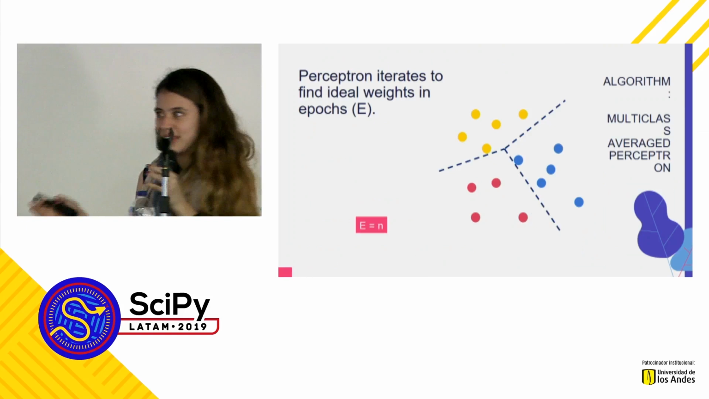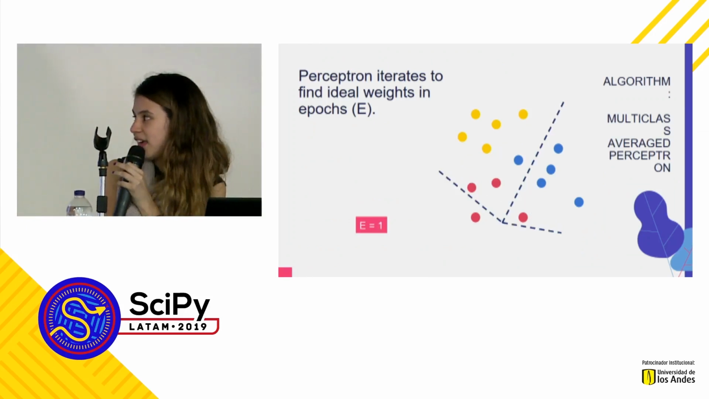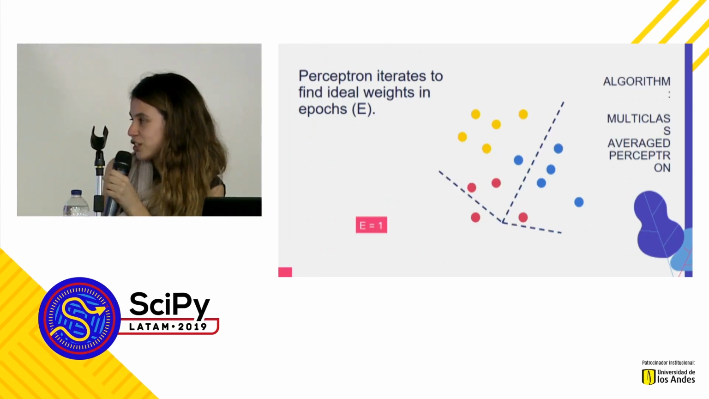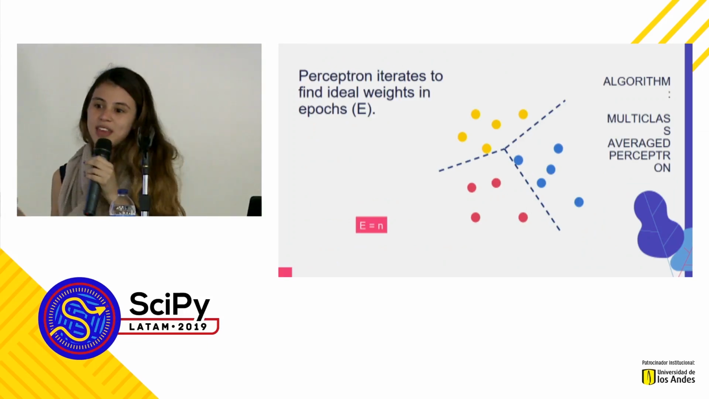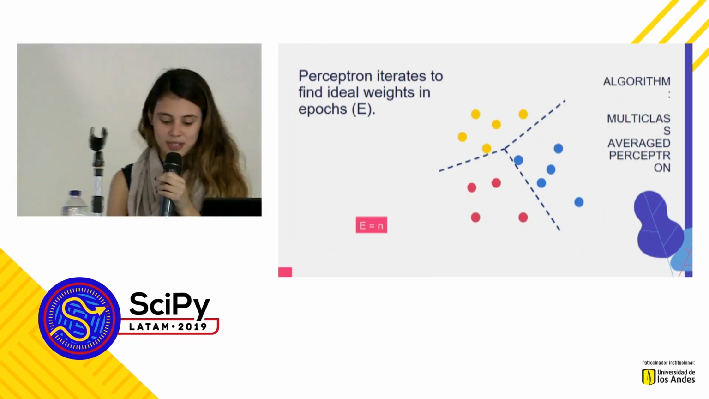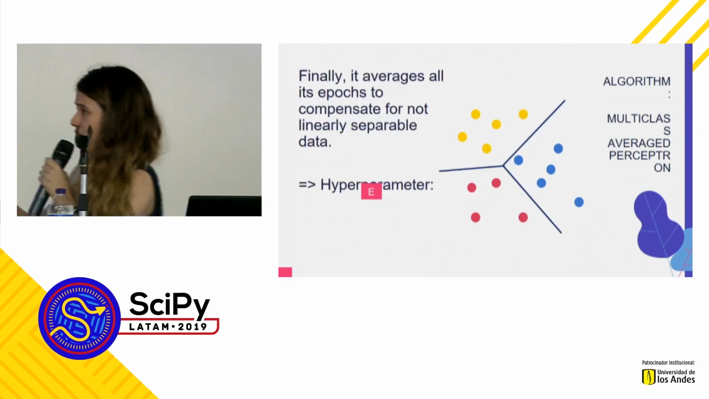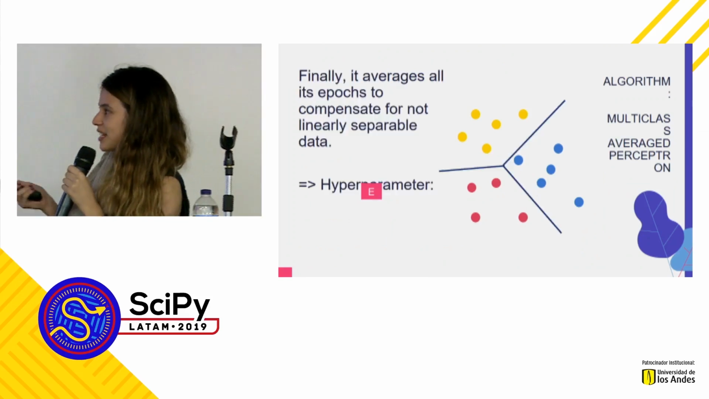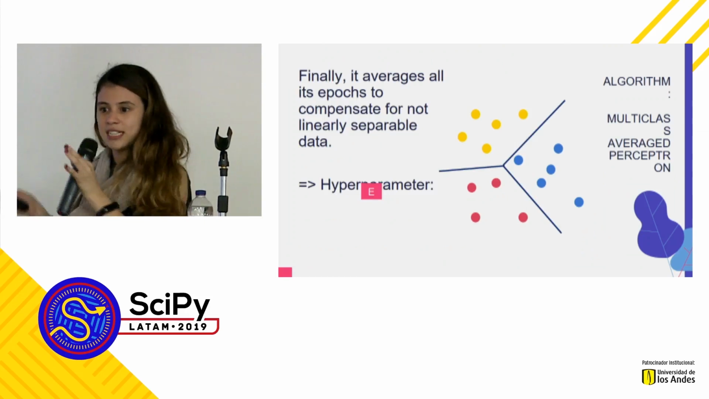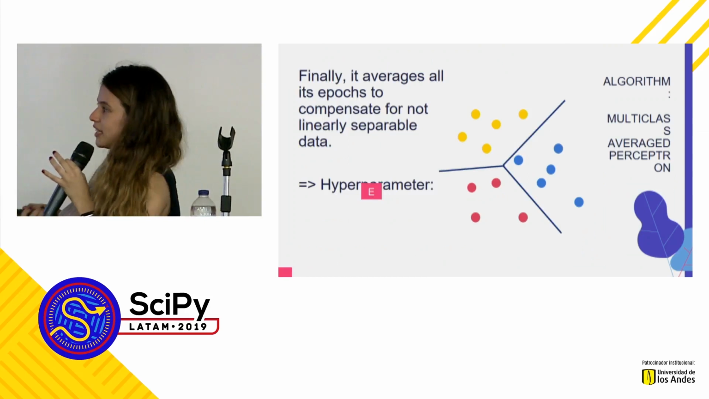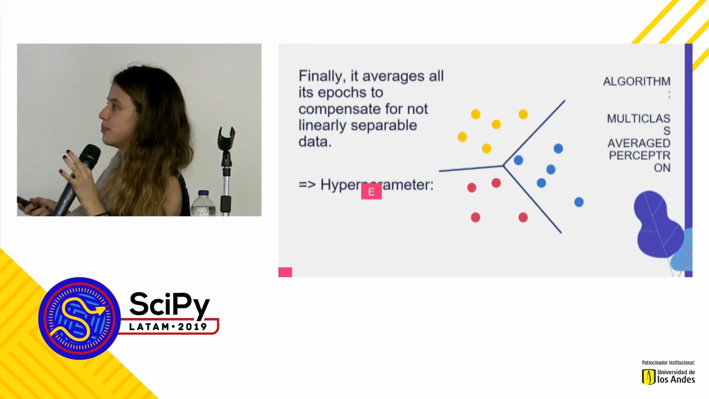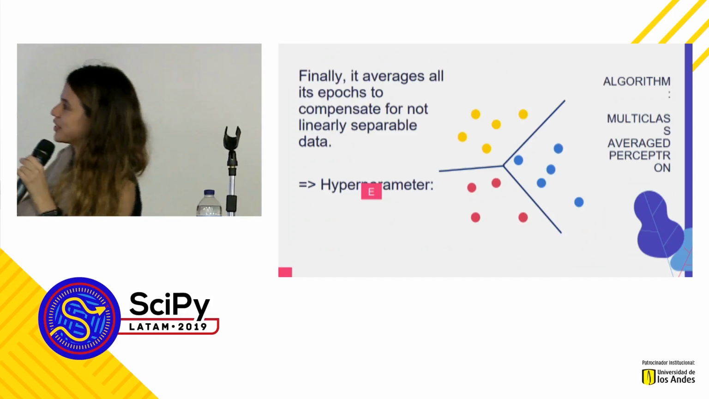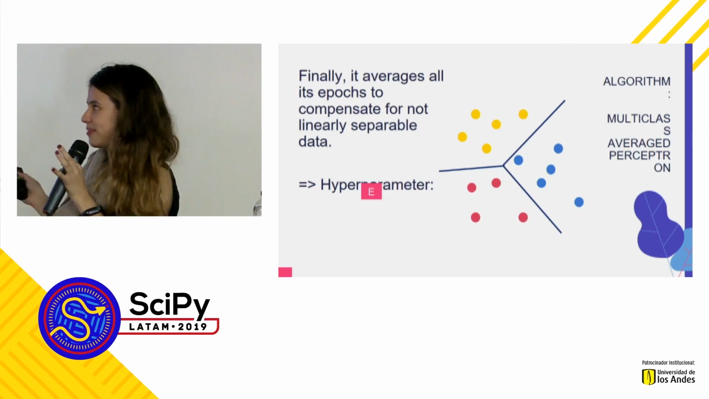But as you see, depending on the epoch, the division of the space changed a lot. So this is, in fact, a hyperparameter that we want to tune, that we want to determine. So in the end, what the average perceptron does is that it's going to average all of those different divisions that we made and determine that whatever word falls here is going to be a noun. I forgot the categories. So yeah, that's it.